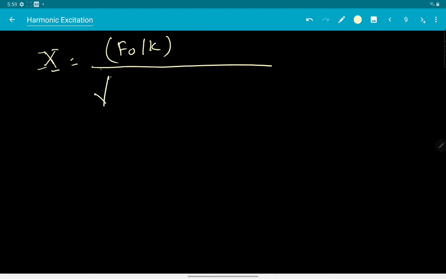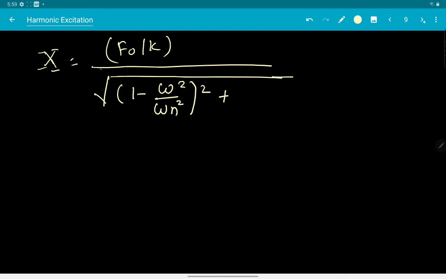Essentially I'll be writing down this amplitude X as F0 by k divided by under root of 1 minus omega square by omega n square, whole square, plus 4 xi square omega square divided by omega n square. So this is the expression of X.